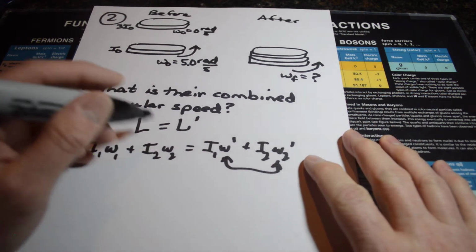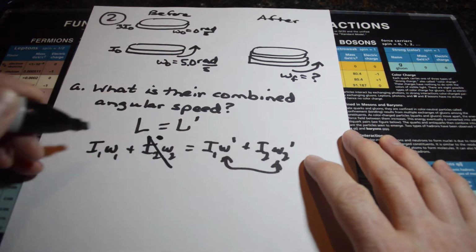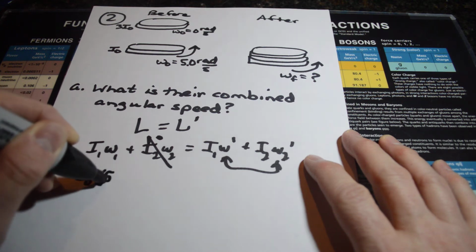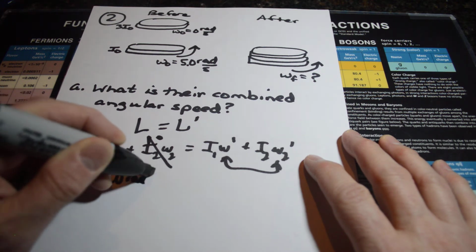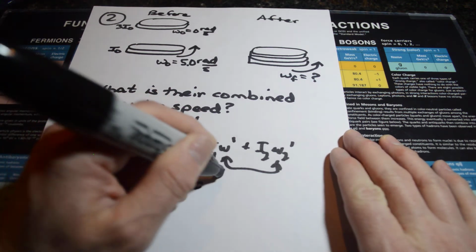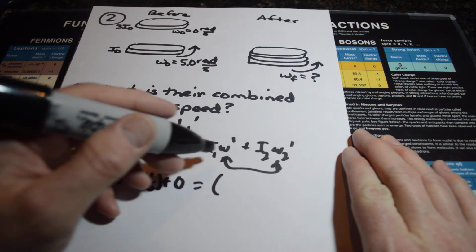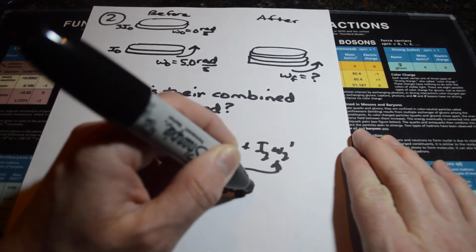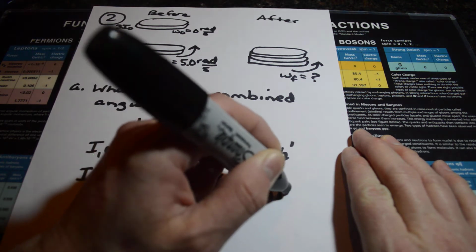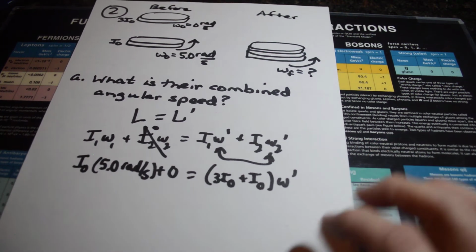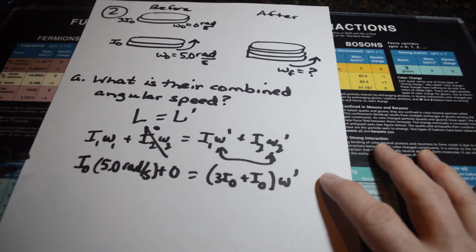Okay. The deal is that the second one is 0 before, so this is going to be I naught times 5 radians per second, and then we're going to have a 0 here. And afterwards, wouldn't it be true that you would just factor that out? So it's going to be 3 I naught plus I naught times that factored out angular velocity, because they both have the same. See if mathematically that makes sense to you.